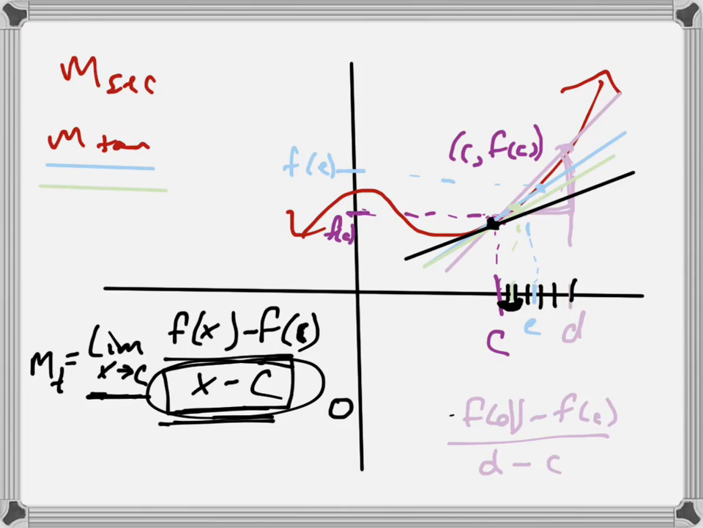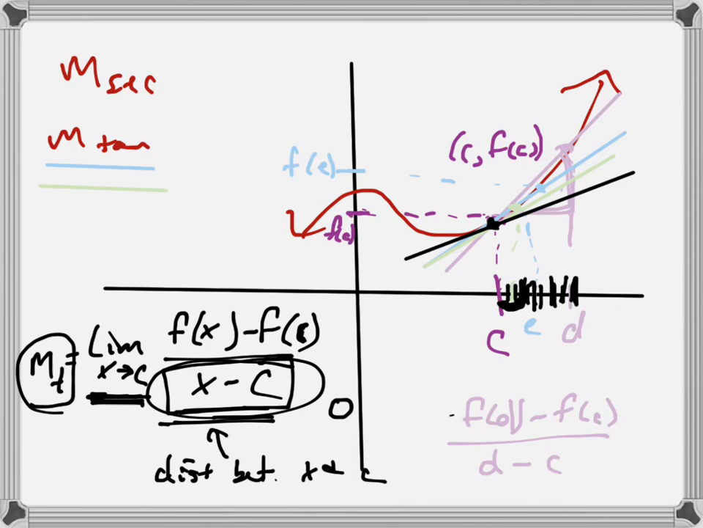That's what this is saying. The limit as x goes to c of f of x minus f of c over x minus c. X minus c is the distance between x and c. As x is getting closer to c, the distance between them is getting closer to 0. We start with these different secant lines, and we're getting those lines closer and closer, and that's what the slope of the tangent line is. It's the limit of the slopes of all those secant lines as those points get closer to each other on the x-axis. That's the concept behind that formula.